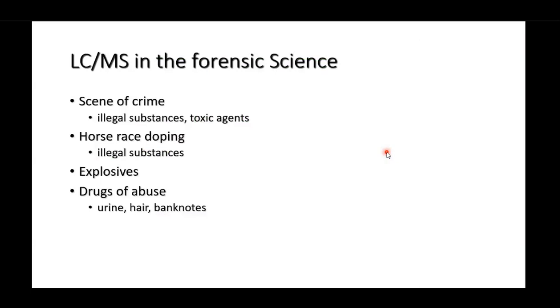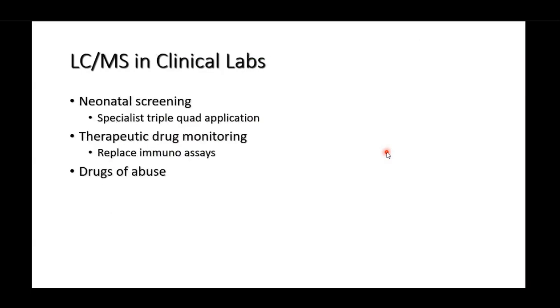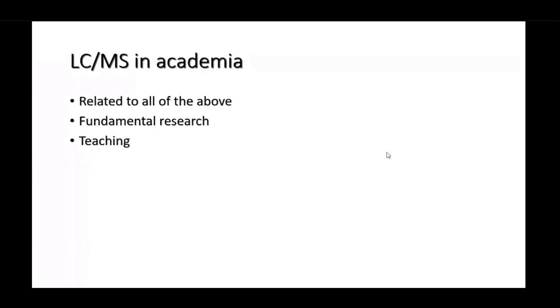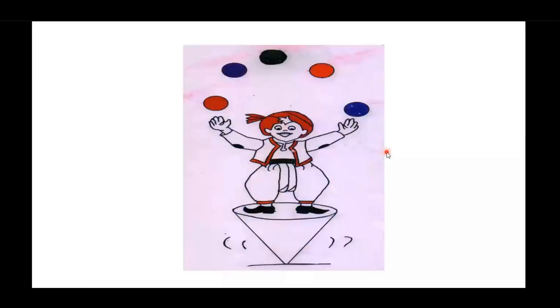Forensic science, forensic toxicology is again one of the fields where mass spectrometry is very useful. LCMS as well as GCMS are very useful. In clinical labs, neonatal screening, therapeutic drug monitoring, drugs of abuse, and now LCMS has also entered into the diagnostic labs. So a lot of diagnostic labs like Thyrocare and Sarabhai and what else, Metropolis, all of them have multiple LCMS systems. Okay, LCMS is also used in academia. Okay, fine. So let us now go to the next presentation.